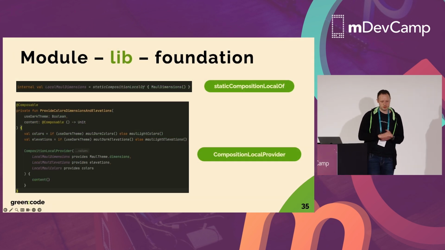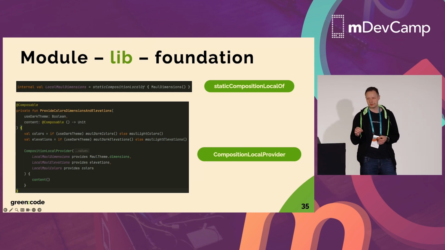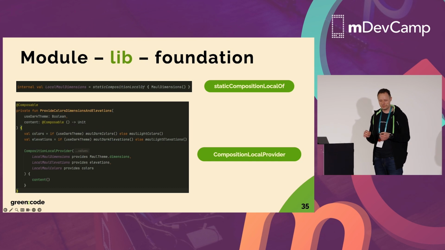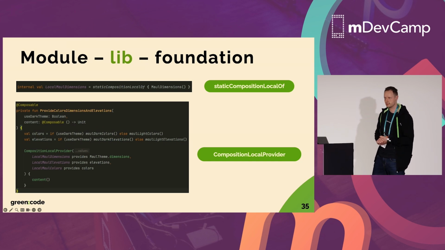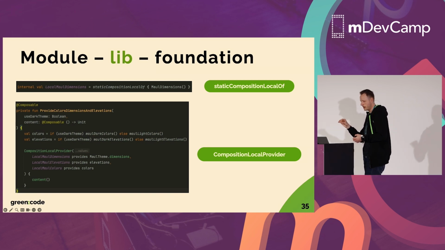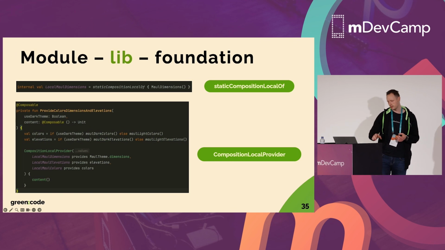We introduce value LocalMolDimensions, and it calls staticCompositionLocalOf with an instance of MolDimensions, and it creates the composition local, and we have to put it into CompositionLocalProvider, which provides our dimensions through the tree.